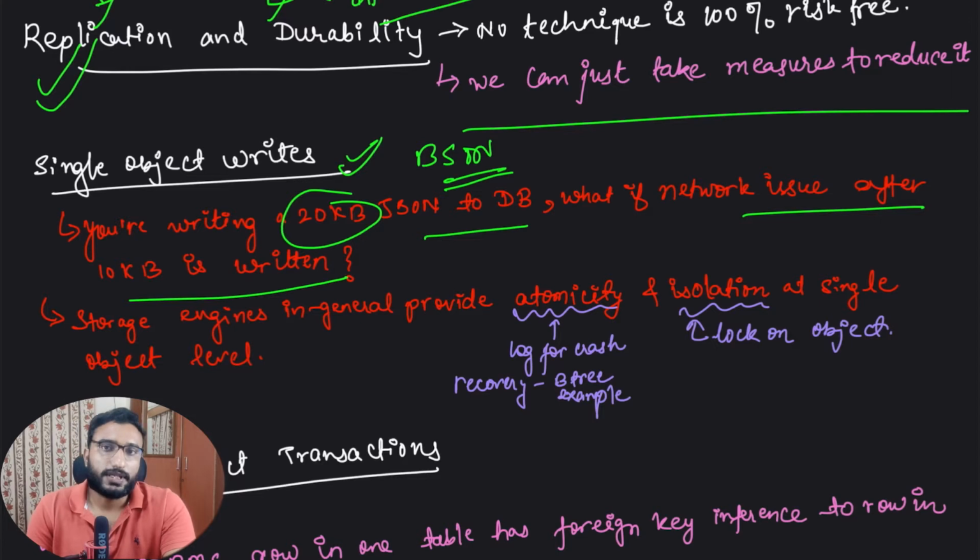This could happen, right? That your 10 KB of data is already stored there, but after that a network issue occurred and you are not able to store the rest. Will you commit that data? Will you commit that? You should throw some kind of error so that it can be retried later.